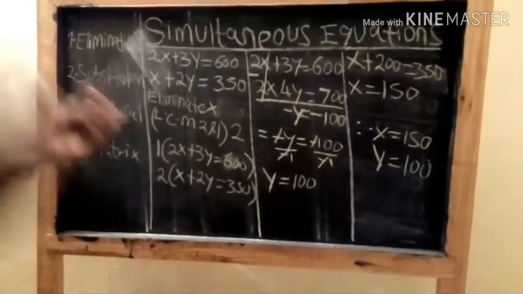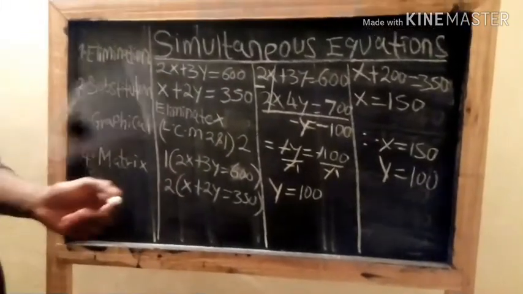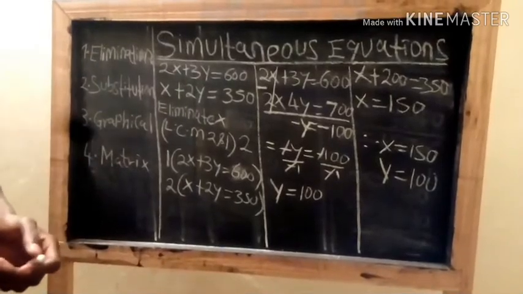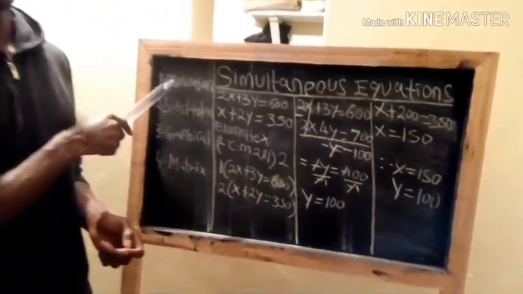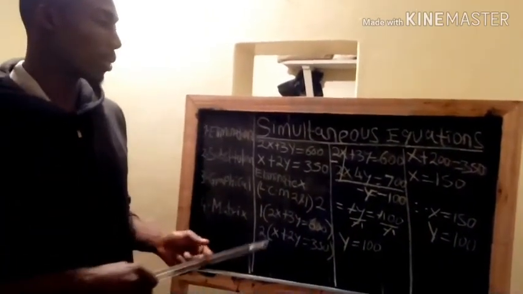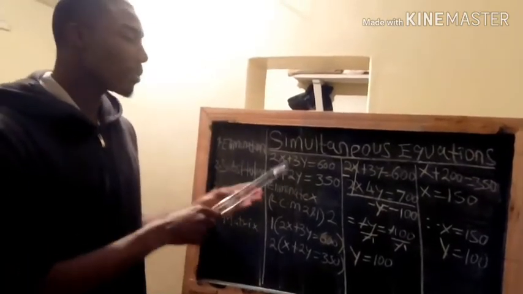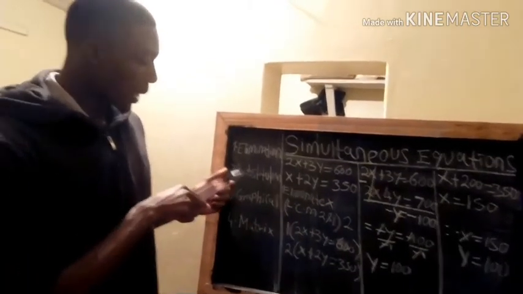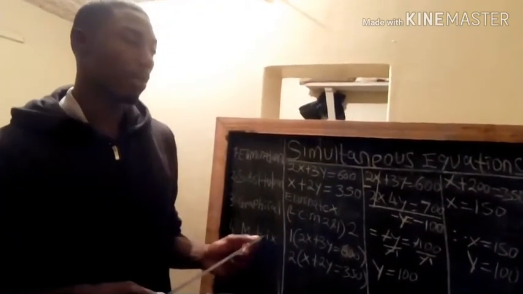So that will mark the end of our lesson for today. We've learned how we can solve simultaneous equations using the elimination method. So in our next class, we are going to learn how to solve simultaneous equations using the substitution method. With the same equations, in our next class we will use the substitution method.